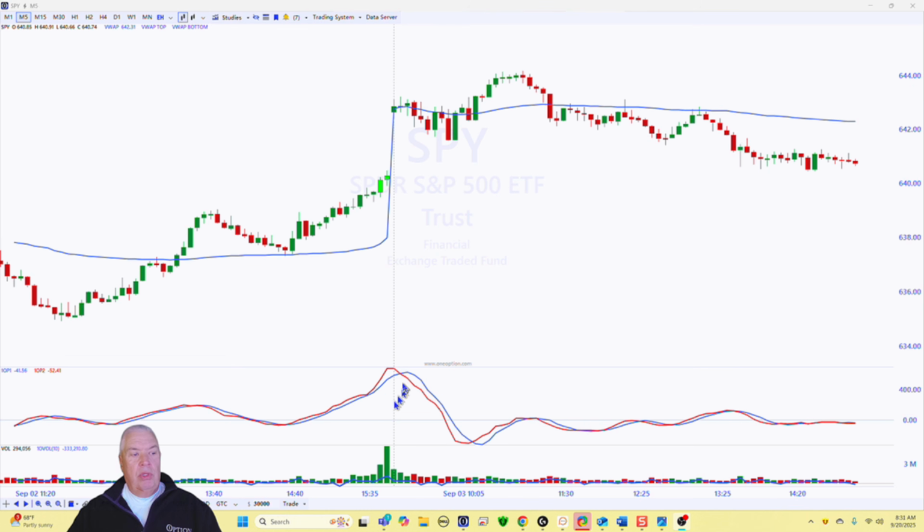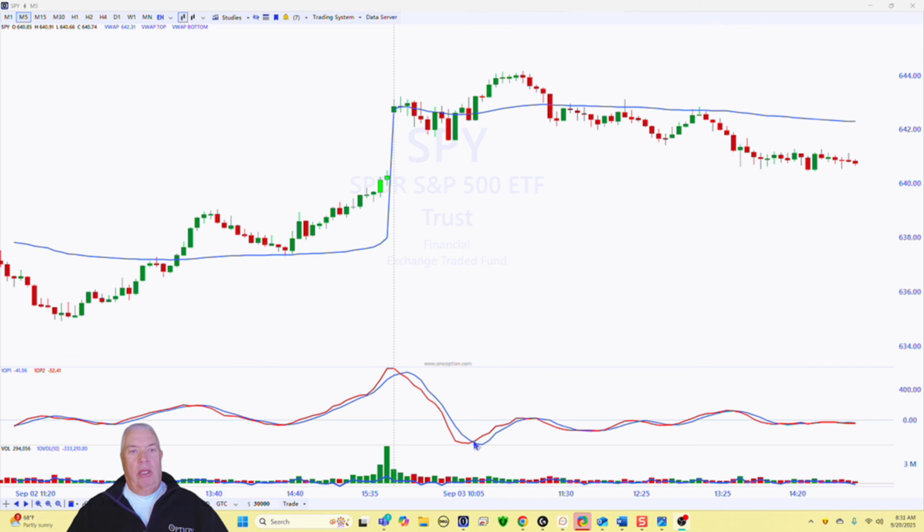When we get these really big spikes and we get these nice, clean, crisp crosses, this is when the indicator tends to be most reliable. It also tends to be very reliable when we have really decent volume for the overall market. When doesn't it work? It doesn't work particularly well when you have a choppy, sideways, directionless market.